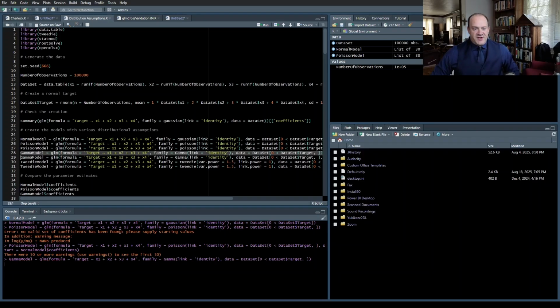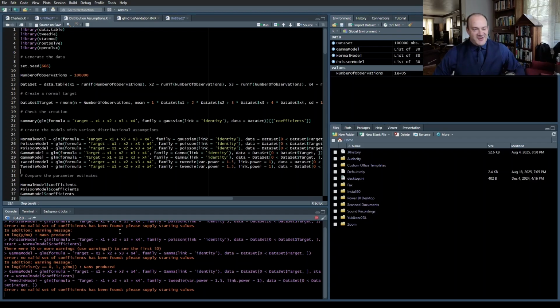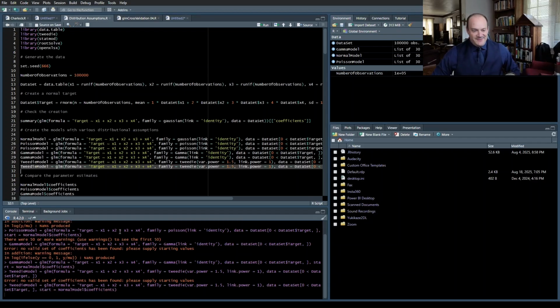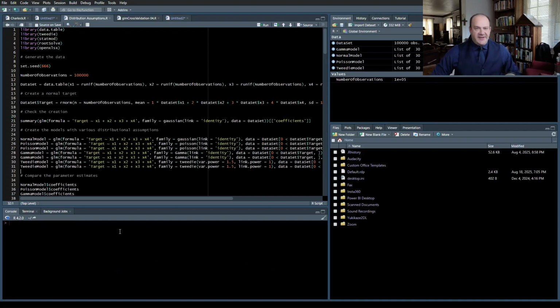So again, we'll try to do a gamma. Again, it throws an error. It says, I don't know where to even start. We say, okay, start with the ones coming from the normal model. And boom, looks good. Tweedie, again, no starting values. So we say, okay, use the ones coming from the normal model. It goes, okay. Now here's what I want you to see.